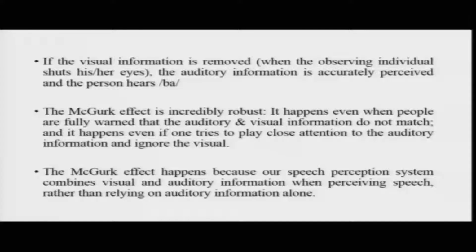Okay. Yeah, so if the visual information is removed, the auditory information is perceived accurately. If you close your eyes and listen to this again, you will actually be able to hear ga. The McGurk effect is also incredibly robust. It happens even when people are fully warned that the auditory and visual information will not match, and even if they are really trying not to hear the da. Many times people try this, but they always end up hearing da because the system is very robust. It tries to combine these two sources of information.